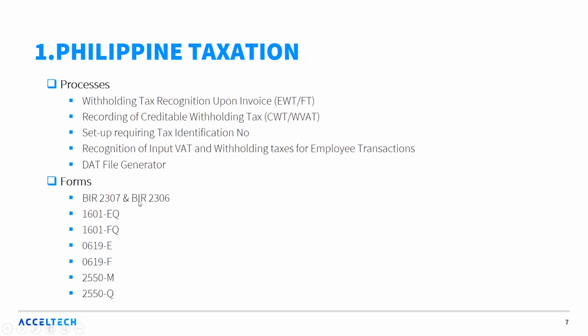So BIR 2306 for certificate of payment or withholding tax for our final income taxes, 1601 EQ, 1601 FQ for our EWT and creditable withholding taxes for our quarterly returns, and 0619E, 0619F for our monthly returns of our withholding taxes, and for our VAT returns monthly, 2550M and 2550Q for our quarterly returns.